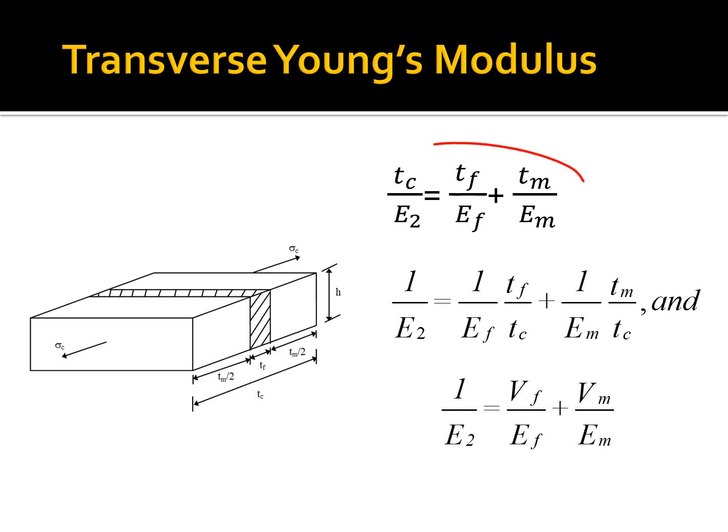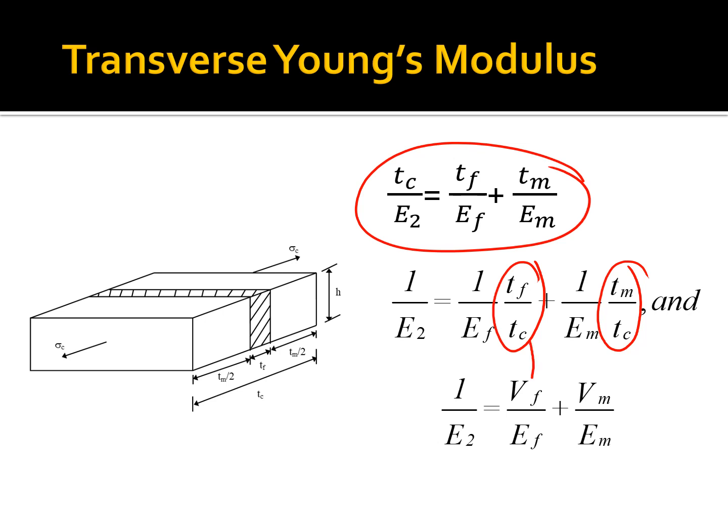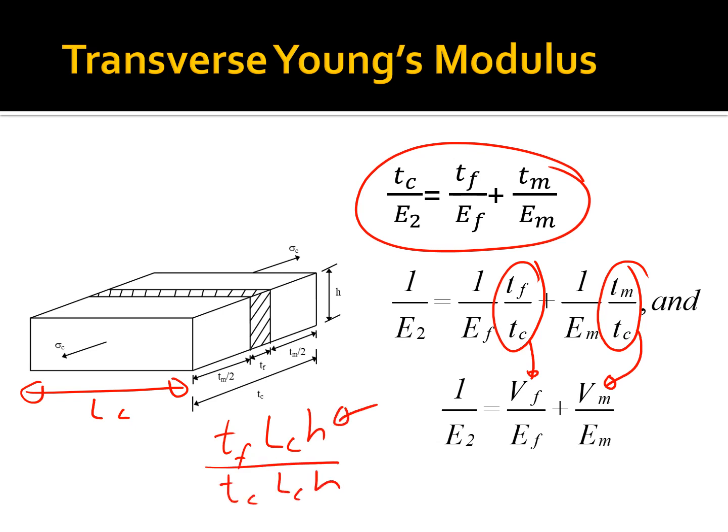As that is done, this is the formula which we get, and now we're going to divide both sides by TC, so we're going to get this and we're going to get this. And as we have already mentioned, this is the fiber volume fraction and this is the matrix volume fraction. How is thickness related to volume fraction? We already talked about it, but again, you can see that TF, if I call this LC, TF LCH divided by TC LCH is the volume of the fibers divided by the volume of the composite, right?